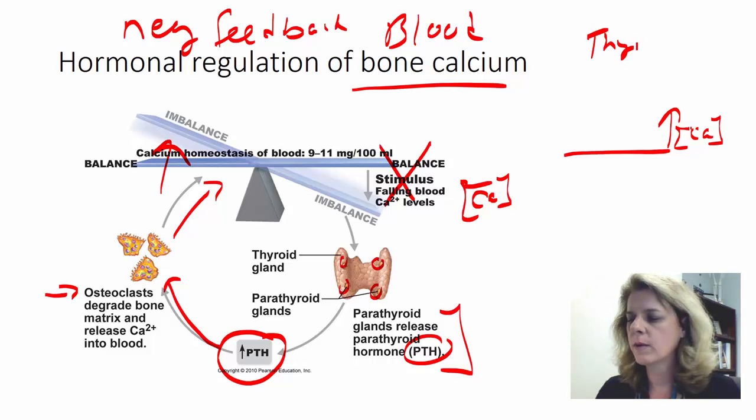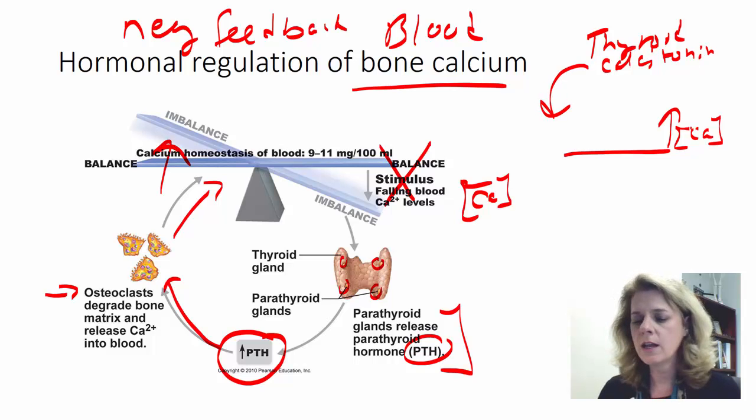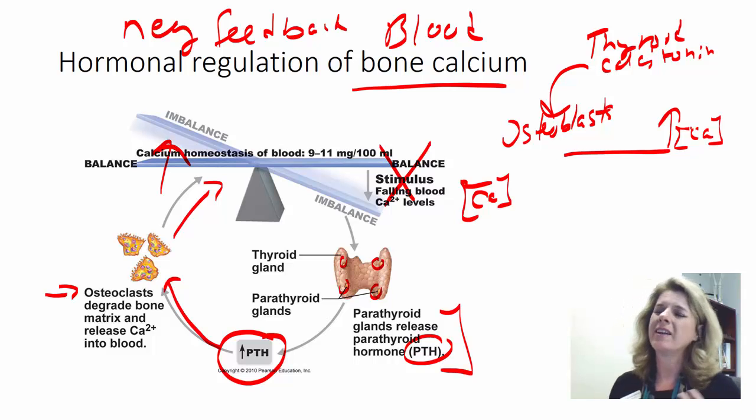Then the thyroid would release calcitonin. Okay, calcitonin is a hormone. It would also go to the bone, and it would tell osteoblasts, remember those bone builders, to take the calcium out of the blood and put it into the bone, and then that would lower your blood calcium. Okay, so the two work in tandem. Not so much in humans.